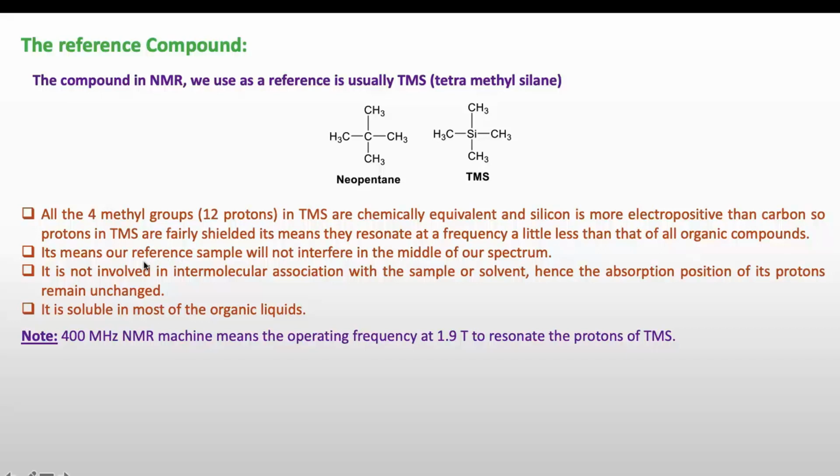So our reference sample will not interfere in the middle of our spectrum, and it is not involved in intermolecular association with the sample or solvent, hence the absorption position of its proton remains unchanged. It is soluble in most organic liquids. So now we will say a 400 MHz NMR machine means the operating frequency at 9.4 Tesla to resonate the protons of TMS.